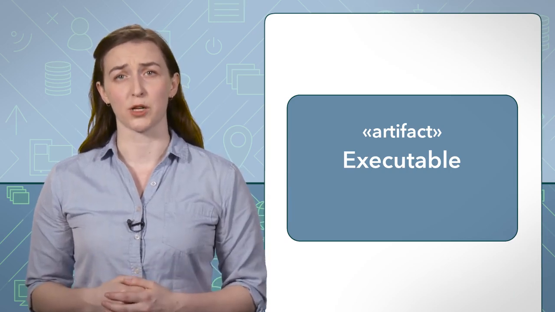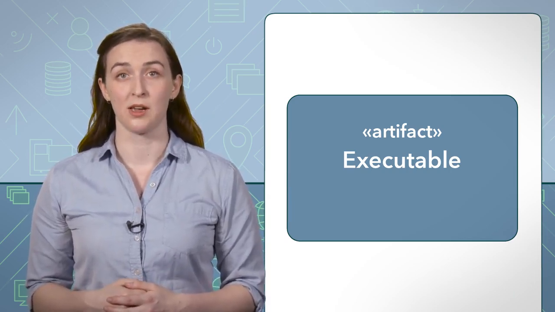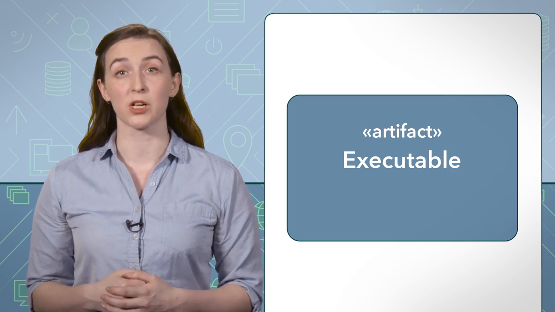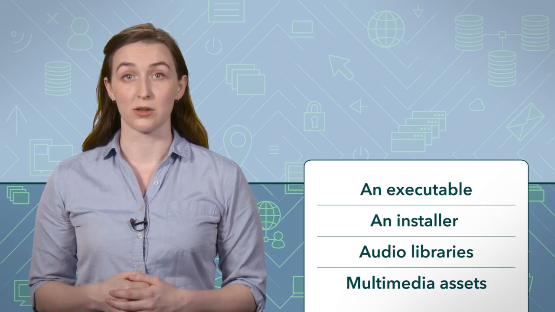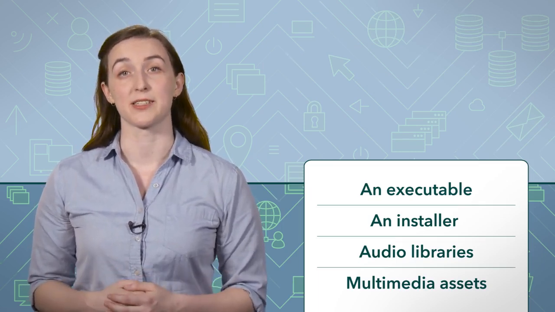We use the term artifact for a physical result of the development process. For example, artifacts for a video game would include things like an executable to run the game, an installer to install the game, audio libraries to manage audio, and multimedia assets. These are created as outcomes of producing the system, and are the final pieces to be put together.